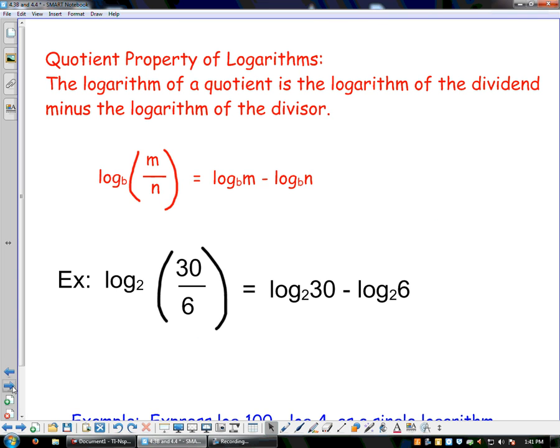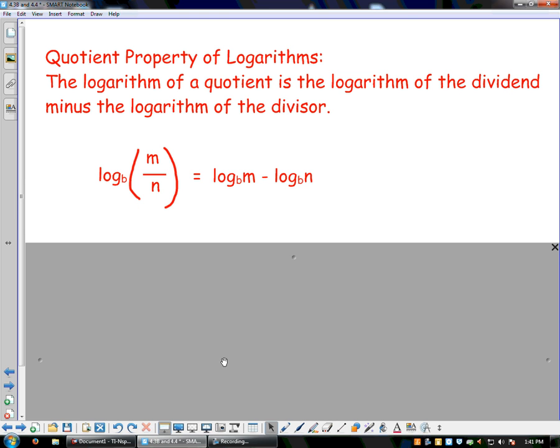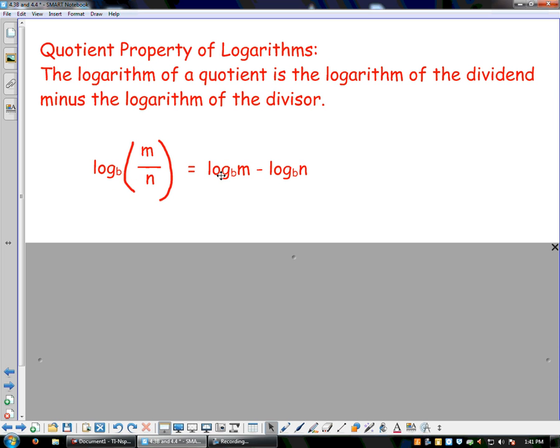All right, let's take a look at the quotient property of logarithms. This is similar to the product property, but the quotient property says the logarithm of a quotient is the logarithm of the dividend minus the logarithm of the divisor. Lots of words. Let's take a look at the symbols. It's really log to the base b of m over n is going to be equal to log to the base b of m minus log to the base b of n.